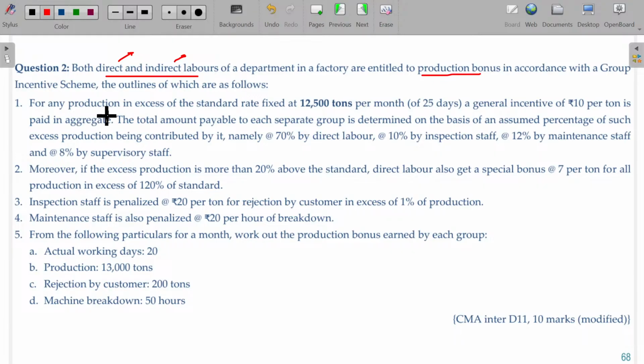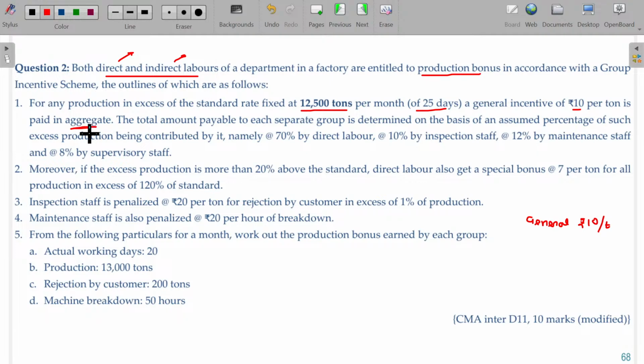Here, for any production in excess of the standard rate fixed at 12,500 tons per month of 25 days, a general incentive of 10 per ton is paid in aggregate. Okay, so we have to understand there is a general incentive. How much is that? 10 per ton.